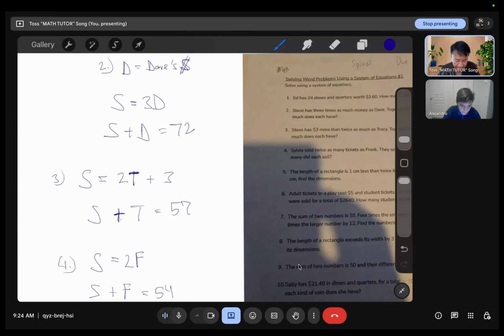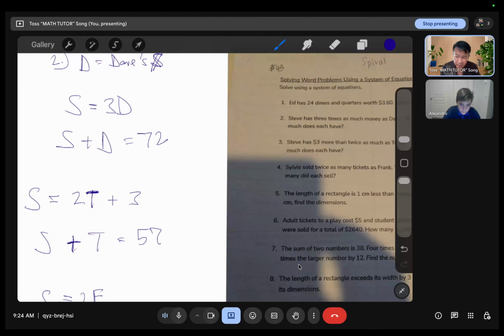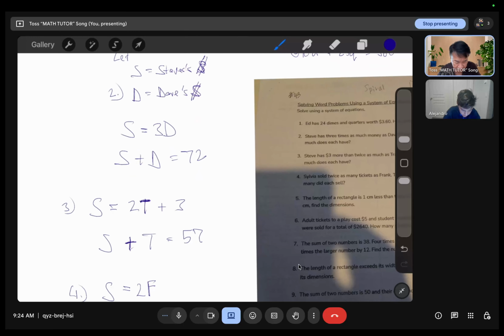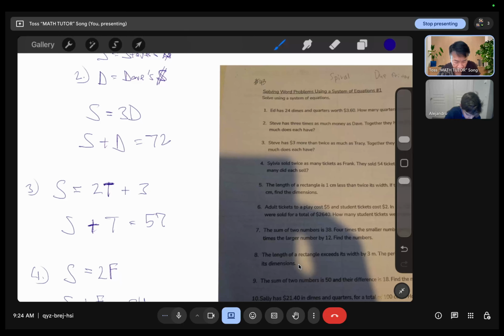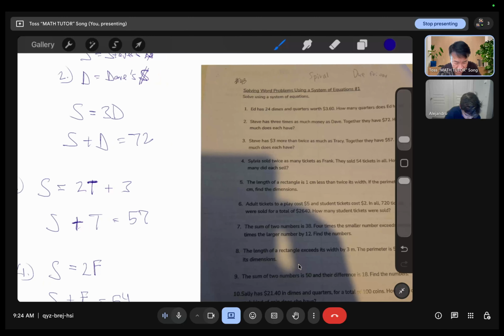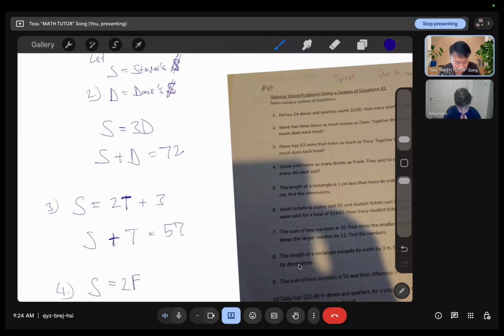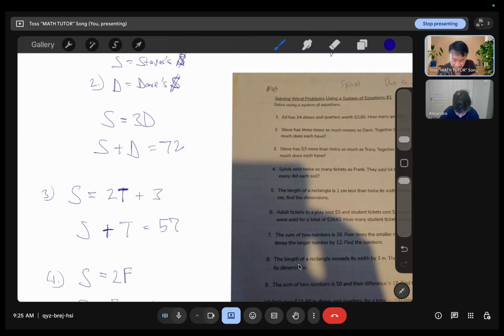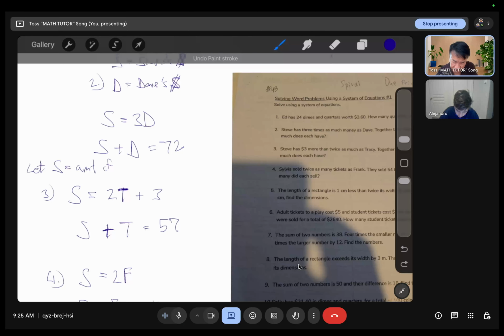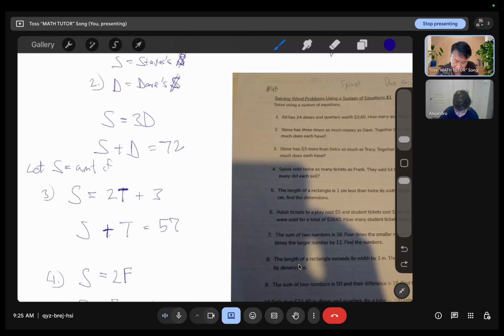So number 3, go back to number 3. You can put it on the margin of your paper, or somewhere near it. Steve has this much more than that, together they have this. So how much does each have? Therefore you say something for number 3 like, let S stand for the amount (AMT) of money Steve has.